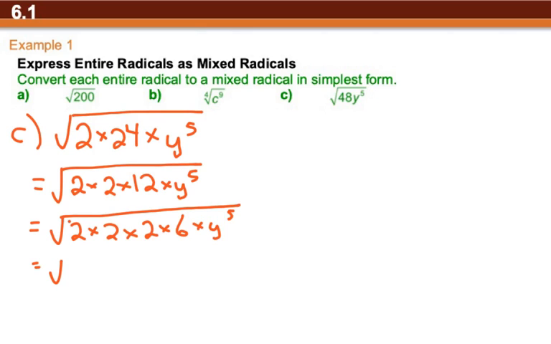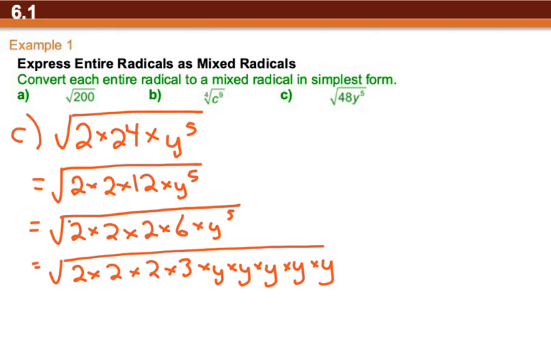Keep going on the prime factorizing. We have 2 times 2 times 2. 6 is divisible by 2. It's 2 times 3. And just taking a pause here before I write down times y to the 5th. If I look at my factorization now, this is fully prime factorized. So this is the last step in breaking down of the 48. I am going to write down my 5 y's multiplied together right now, since I know this is the last step of the prime factorization.